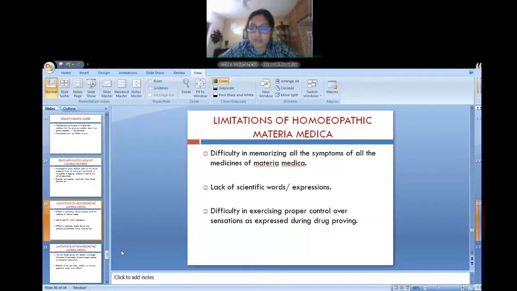So lack of scientific words sometimes. If you're studying materia medica only with the symptoms, sometimes we get confused. We don't know what disease we are dealing with. It works both ways. You hear the symptoms and you're not able to diagnose the disease, or you hear the disease and you're not able to recall the symptoms. Because they have recorded only symptoms, they have not classified any of those symptoms, sometimes we get confused in our diagnosis, and after that, we get confused in selecting the right simillimum.